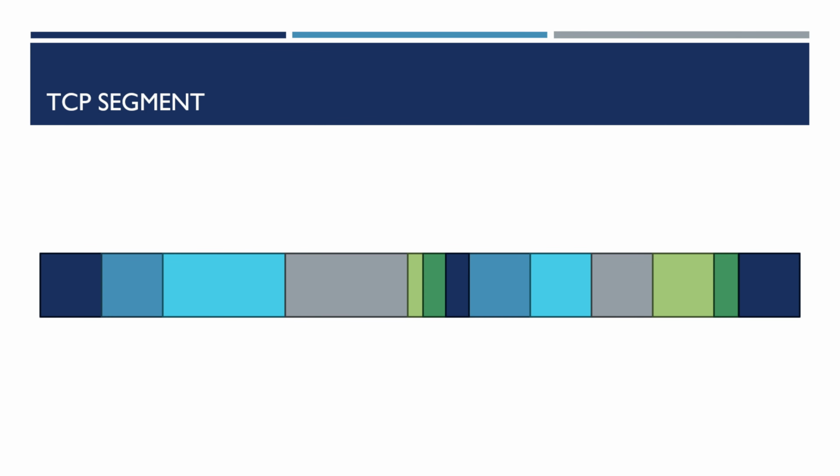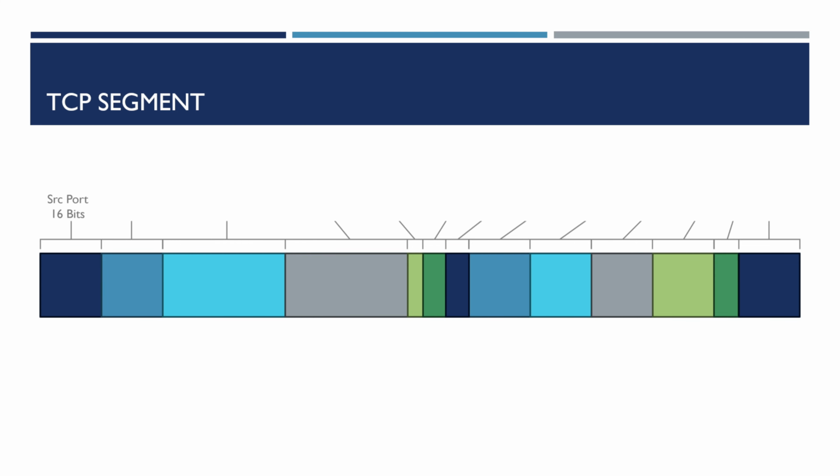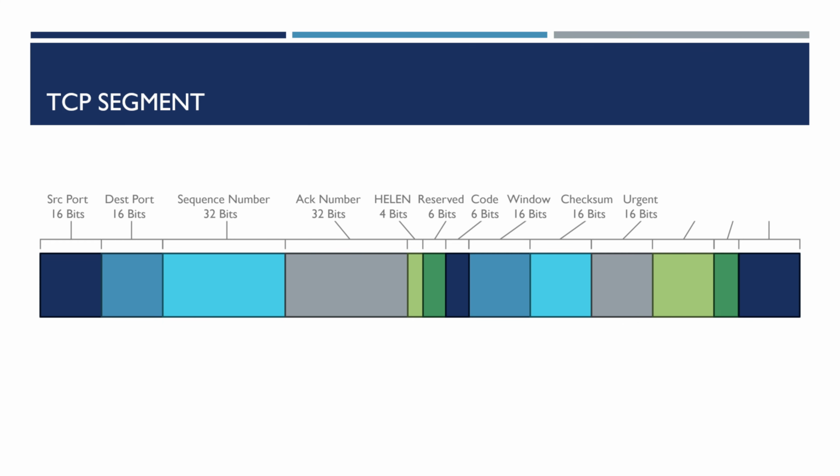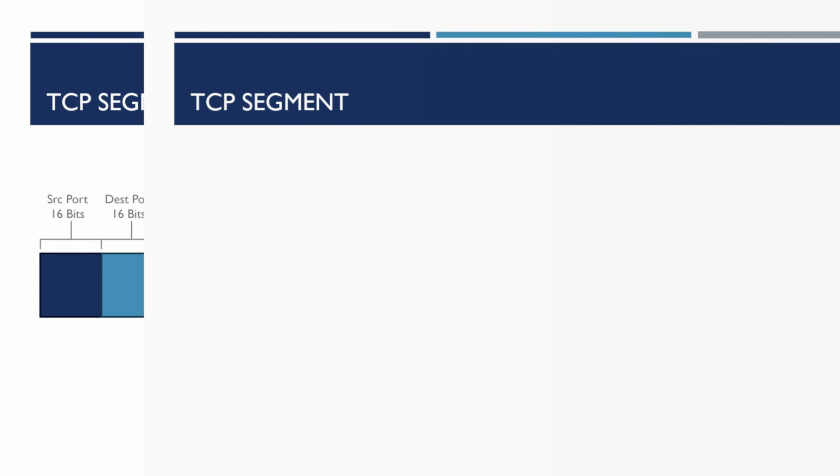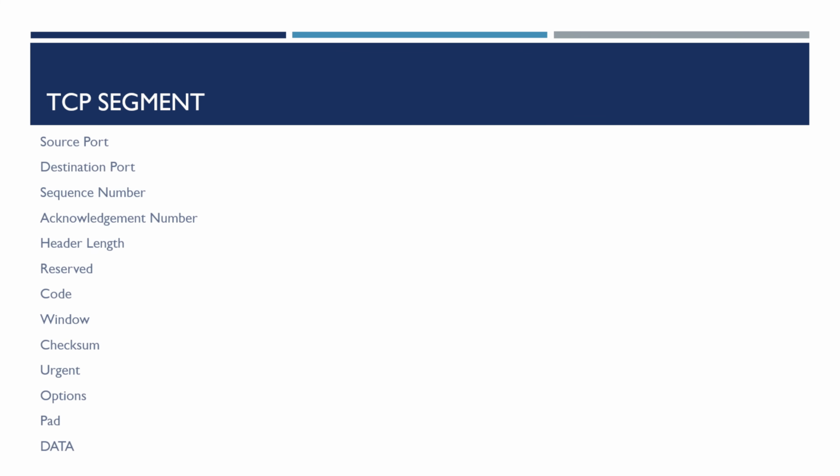Here we can see that the TCP segment has a lot more items in it. Let's take a peek here. Again, we have the source port and the destination port. We have something called a sequence number. We have an acknowledgement number. We have header length. We have a reserved section. We have code. We have window. We have checksum. We have urgent flags. We have options flags. We have pad. And we end off with data. Again, we'll take a peek at each one of these individually a little bit more in depth.